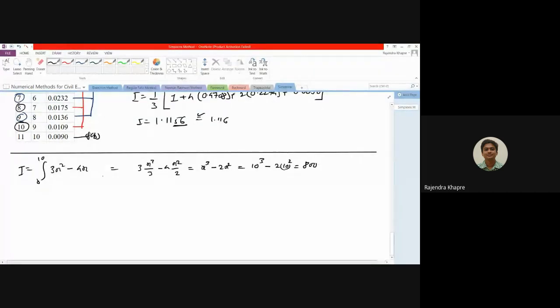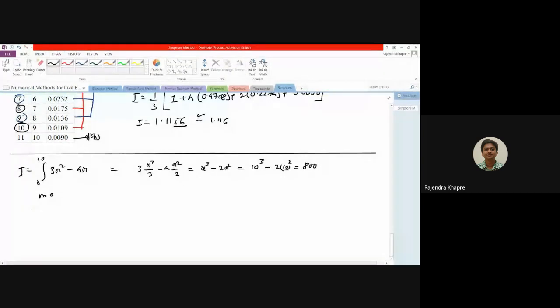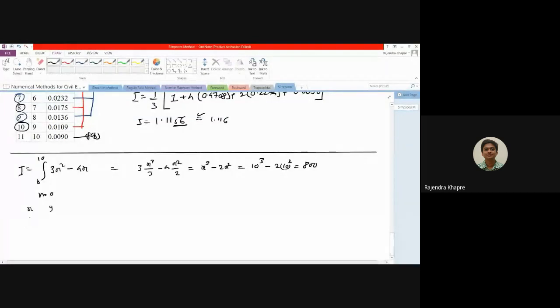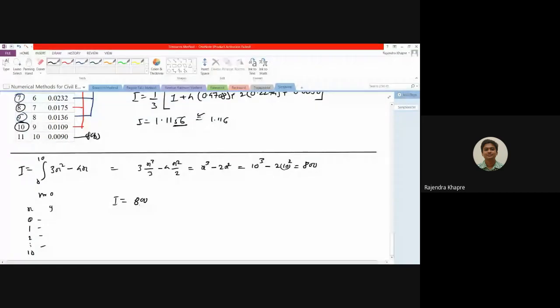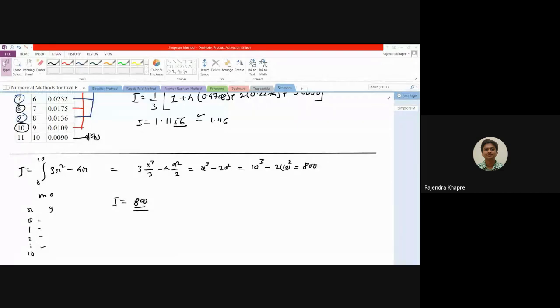So this is a very simple integration. Try to solve the same thing with n as 10. So you will have x and y: 0, 1, 2, 3 up to 10. Get the values of y and see whether you are getting an I value close to 800 or not using Simpson's method. This will be your homework, so please do it, and if you are not getting it, then we can discuss in the next class. Okay, we will stop here now. Are there any queries?